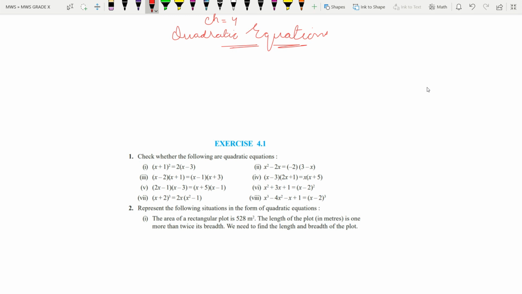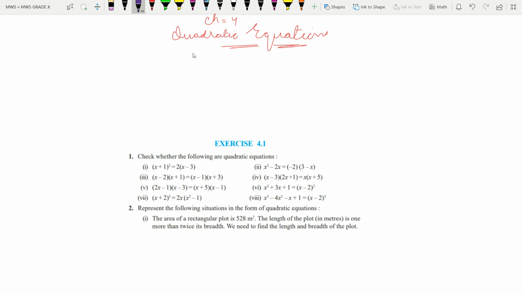So today we are going to start with chapter number 4, quadratic equations. As you all are aware of the word quadratic that we have read in chapter number 2, polynomials: the linear polynomial, quadratic polynomial, cubic polynomial, and quadratic polynomial is itself in your syllabus. So right now we are going to study quadratic equations.